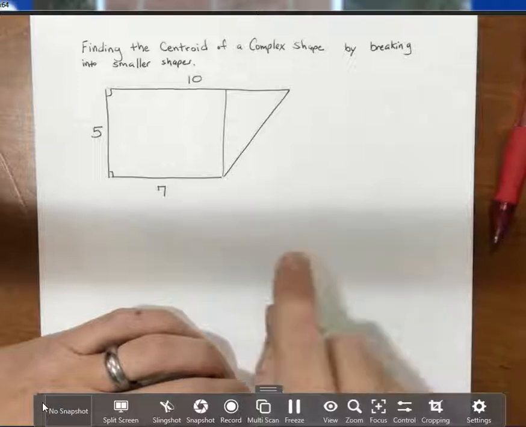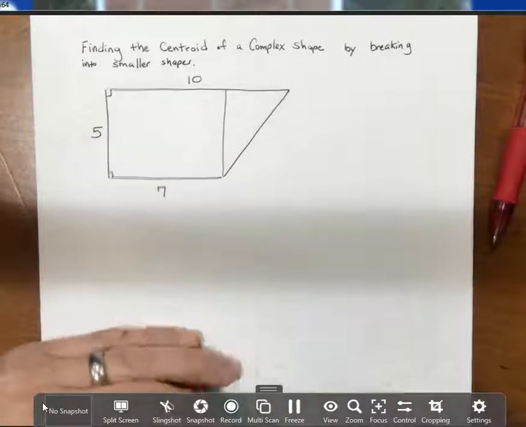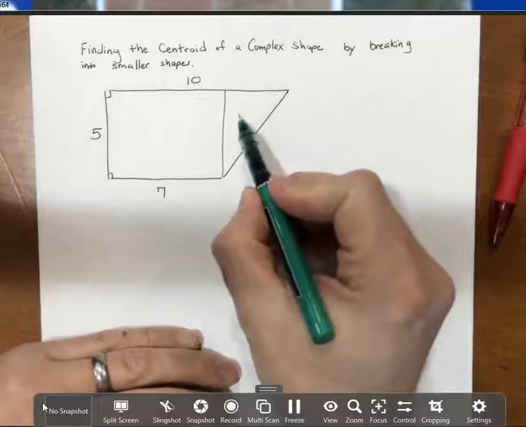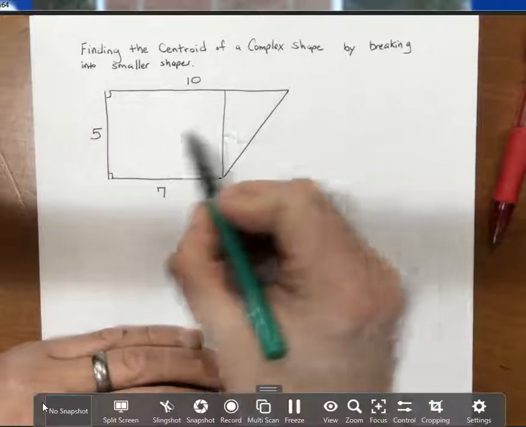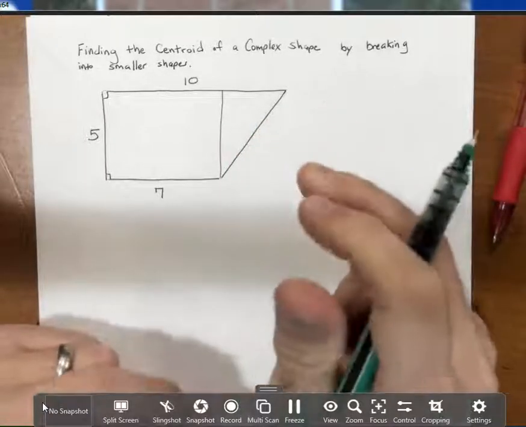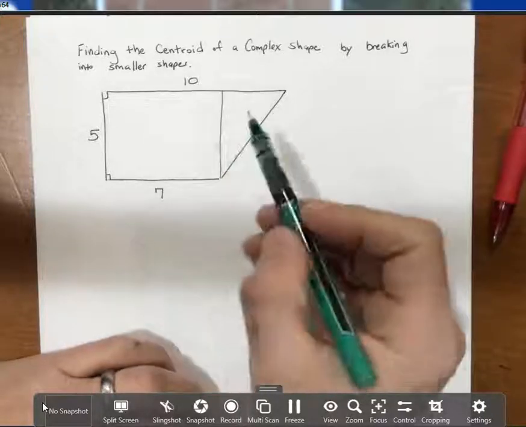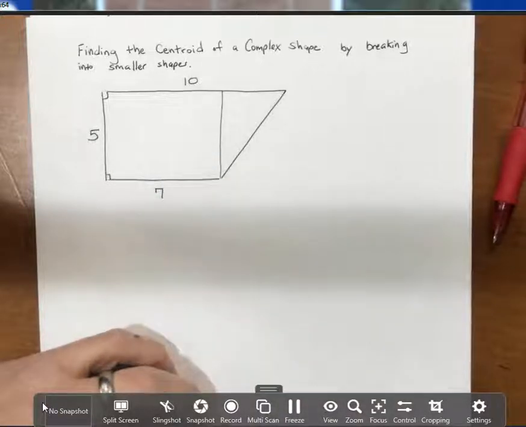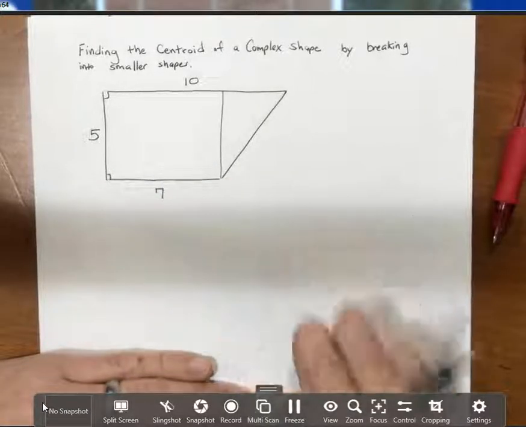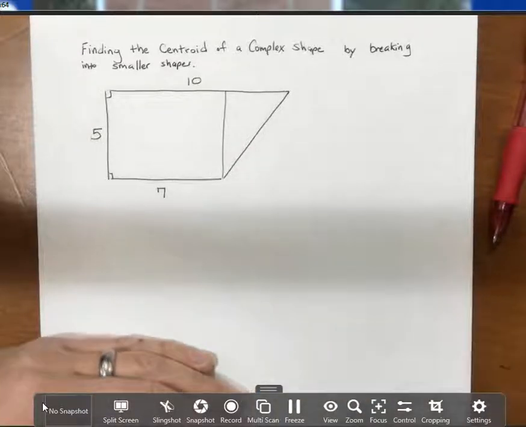Okay, so what's going to happen is there's going to be a centroid for the rectangle approximately here, and we know there's going to be a centroid for the right triangle, approximately here. But we somehow need to get those two to be, I loosely use the word average, kind of average together, more like a weighted average, to figure out where the centroid for the overall shape is. Okay, and there's a formula to do that, but first, what we need to do is find the centroids of these two individual shapes. Okay?